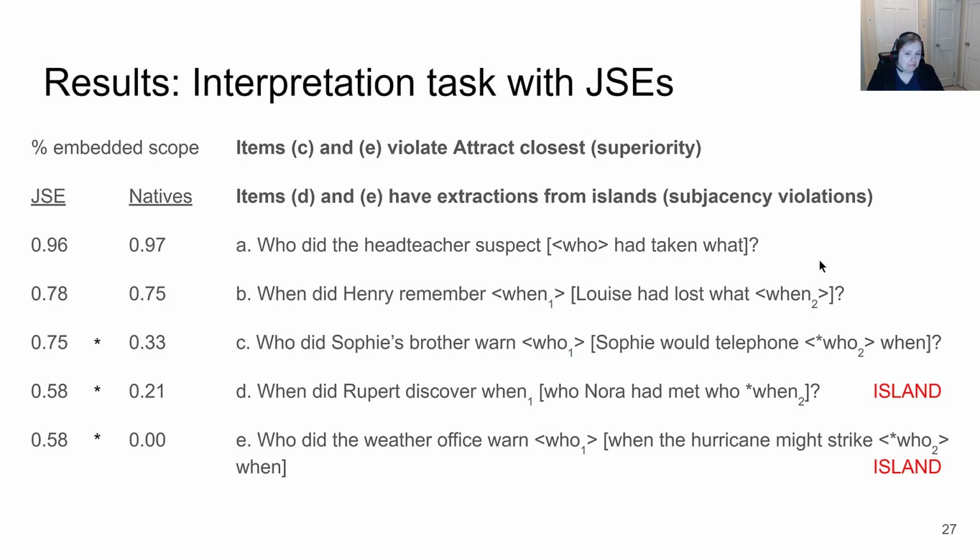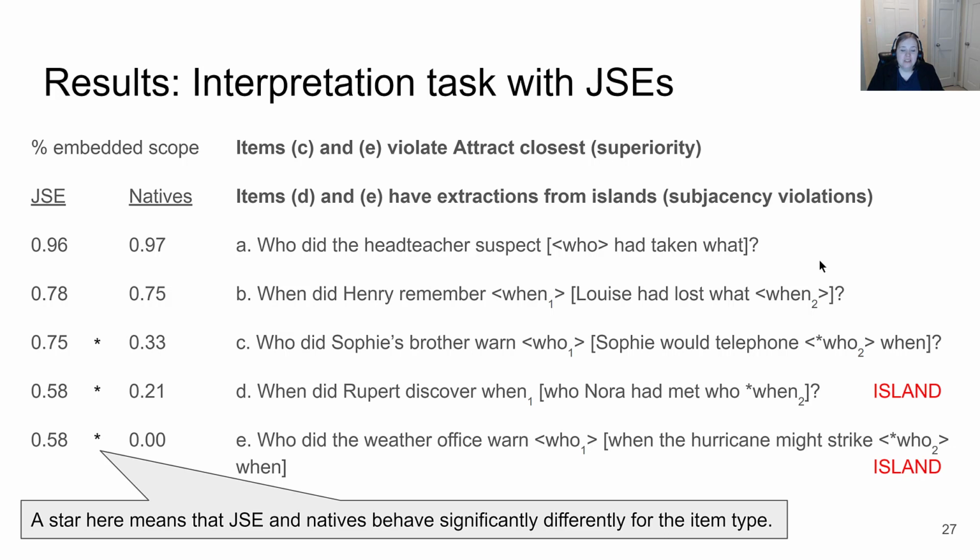It's really interesting. Now, once we introduce island violations, island extractions, right, in D and E, the JSEs do drop a bit to like 50-50. They must not be particularly sure. That's usually what you get with an L2 who's not sure. Maybe that's bad, I don't know, right? But it's not 0. And if you look at these little stars in between the columns, the little star means that the groups were significantly different for that item type. And as is not particularly surprising, C, D, and E, the non-natives, the JSEs, accepted these significantly more than the native speakers.